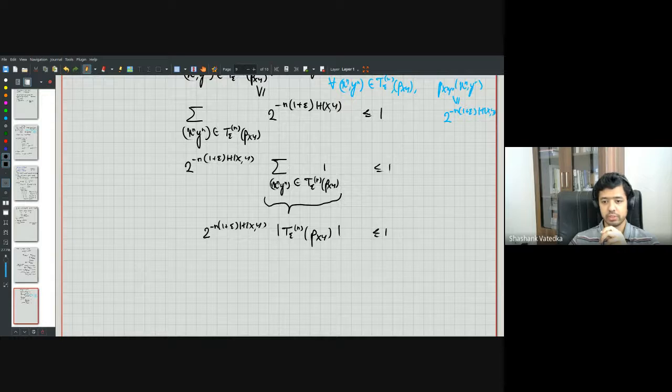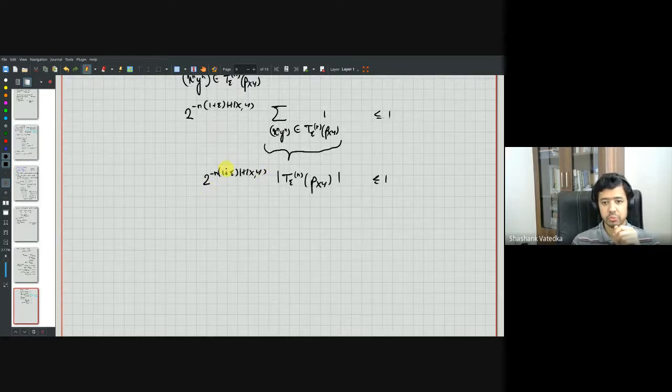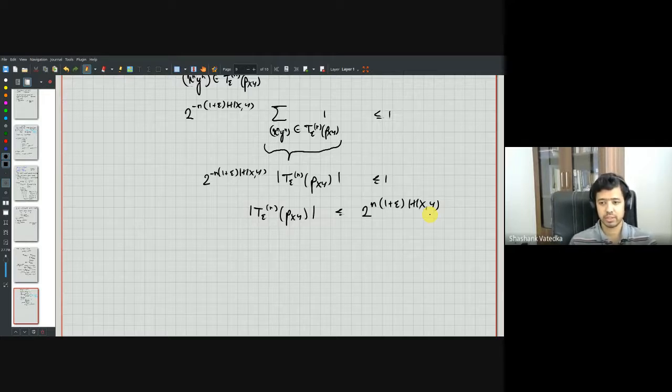So therefore we have this. This is exactly equal to the size of the typical set, and we're almost done. So this is the term we exactly want. If we take this to the other side, then we get that the size of the typical set is less than or equal to 2 to the n times (1 plus epsilon) times H(X,Y). So the size of the typical set is upper bounded by 2 raised to n times (1 plus epsilon) H(X,Y). So it's close to 2 to the n times H(X,Y).